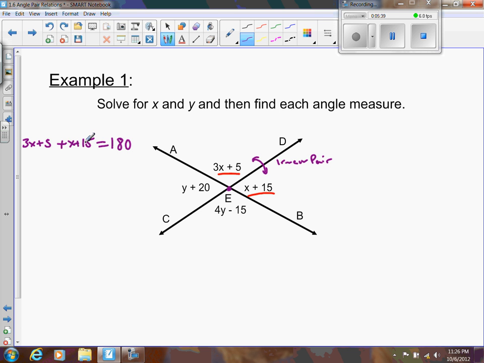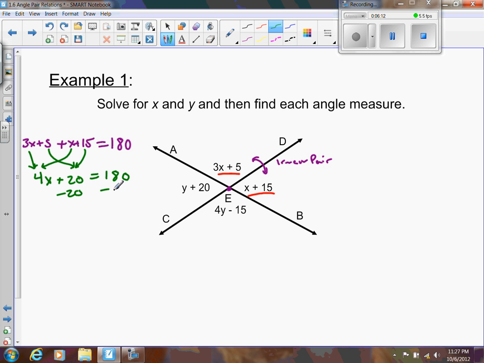has to equal 180. Now in this case, when I have x's on the same side of the equation, I'm going to combine my like terms. So I have 4 terms on the left side of the equal sign here. I'm going to combine the ones that are like. A 3x and an x are alike, and that makes a 4x. A 5 and a 15 are like each other, and they make a 20. I didn't do anything with the 180.